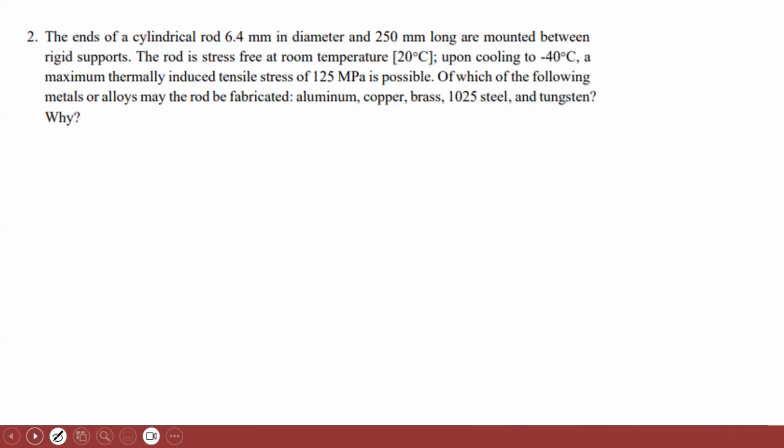Okay, next question. So this is regarding the thermal stress. Thermal stress, I already explained to you. The ends of a cylindrical rod, 6.4 millimeter diameter and 250 millimeter long, are mounted between rigid supports. So a rigid support is something like this. There is no stress at room temperature, it's in the normal size. And it is cooled to negative 40 degrees Celsius.